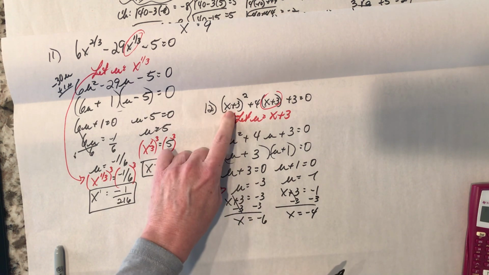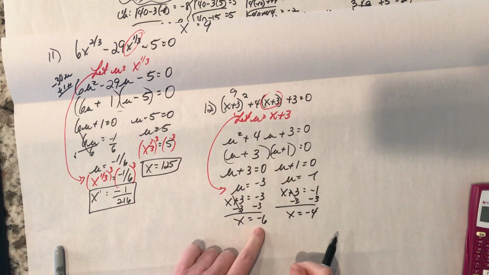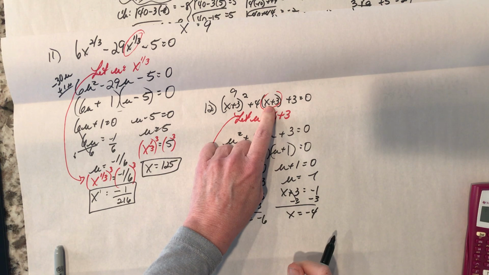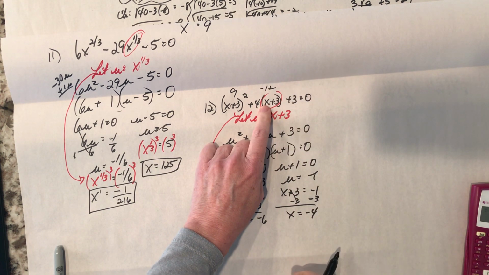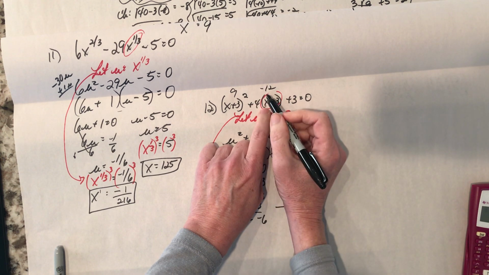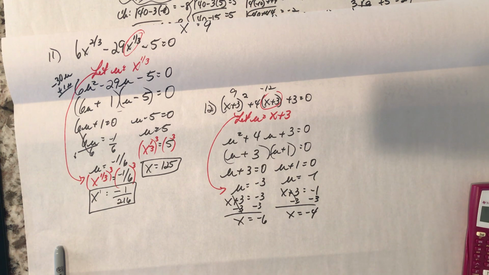If you want to check them, you can, but you don't have to. Negative 6 plus 3 is a negative 3. Negative 3 squared gives you a 9. Negative 6 plus 3 gives you negative 3. 4 times negative 3 gives you negative 12. 9 minus 12 is negative 3. Negative 3 plus 3 gives you 0. It'll work, and so will the other one.